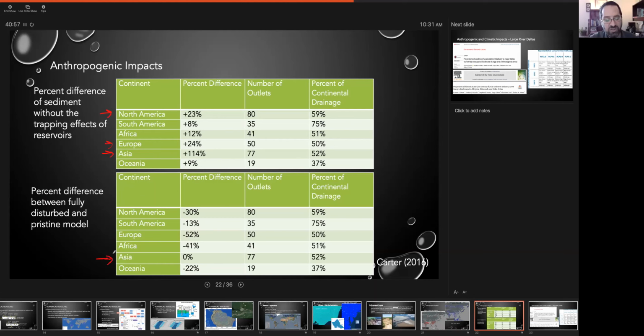And you should take this with a grain of salt. Obviously, there are a lot of complexities that are not represented. But in Asia, even though the impact of dams in trapping sediment is huge, the net effect is very close to zero, because humans are also increasing the amount of erosion very actively, because of population density and somewhat of a lack of soil conservation compared to other countries. But you can see that in Europe and in North America, you get quite a significant decrease in the amount of sediment that flows to the oceans.